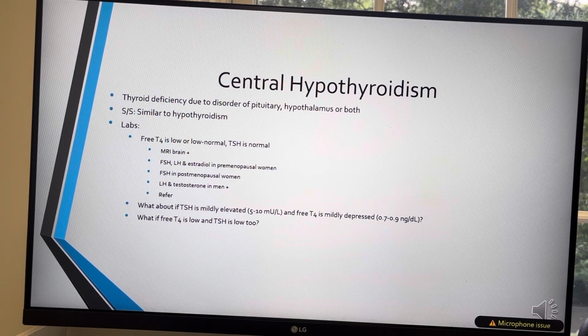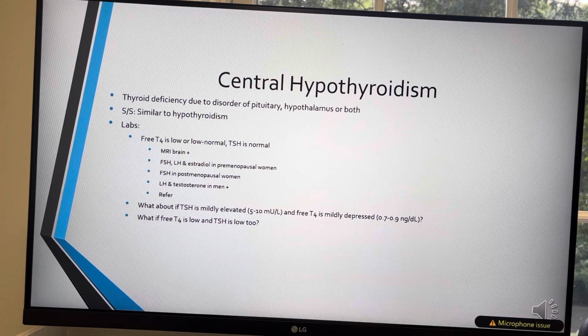So if the patient is a premenopausal woman, you would check an FSH and LH and an estradiol. Postmenopausal, you would check an FSH, and a man, you would check luteinizing hormone and testosterone. You're just looking at other pituitary hormone feedback loop systems. Now, what about prolactin? We know that prolactin is released by the pituitary gland, but prolactin can be increased in both central and primary hypothyroidism, so that's not going to be helpful here.